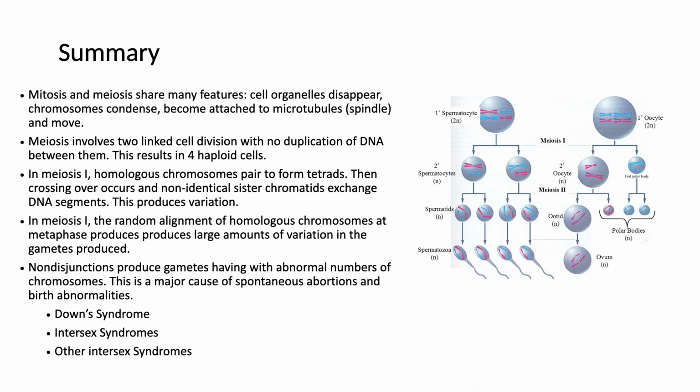Okay, so mitosis and meiosis share many features. Chromosomes condense, they move, they attach to microtubules, things like that. However, there's differences. Meiosis involves two cell divisions, results in haploid cells. Meiosis has crossing over with exchange of DNA segments. It also has this random assortment of homologs. Okay, today we've focused on non-disjunctions that produce gametes that have abnormal numbers of chromosomes. This causes major spontaneous abortions and major birth anomalies like Down syndrome and intersex. We've also mentioned other causes of intersex syndrome.